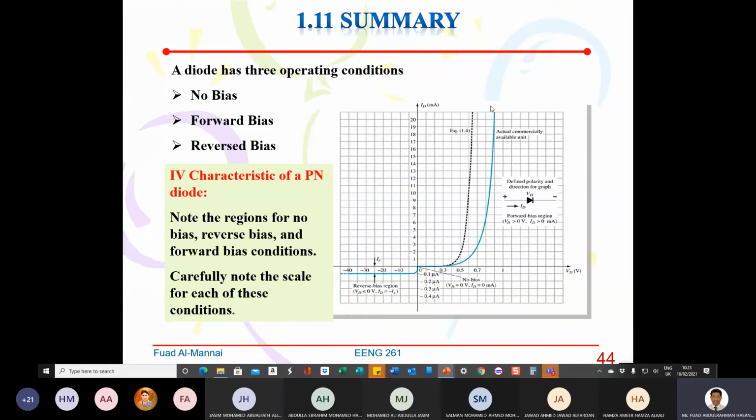Now the dashed graph here is produced by equation 1.4 in the book. Notice the scale here, it is in milliamp.